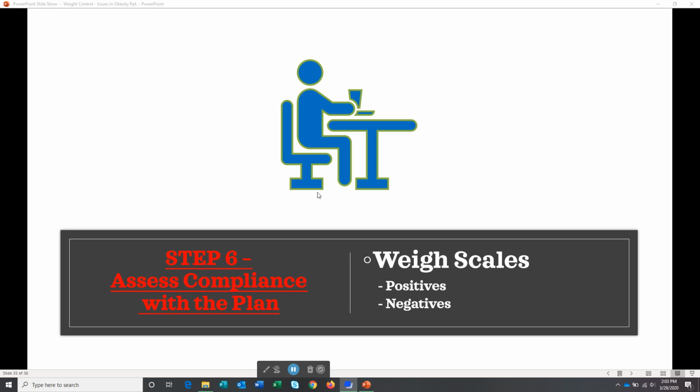Assess compliance with the plan. Focus on the changes that you have made in your lifestyle. The scale is the easiest measurement for weight loss. Research indicates that the weight scale is still a useful accountability tool for those that are overweight and seeking to lose some weight. However, weighing can be a problem for those who are not overweight.